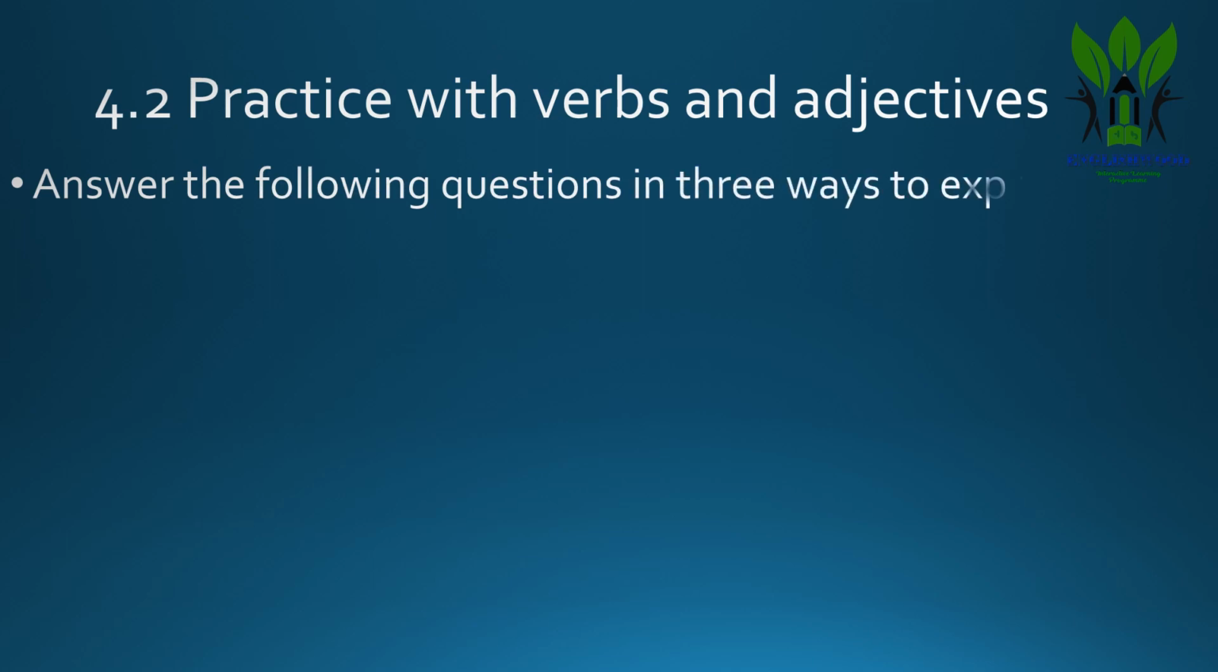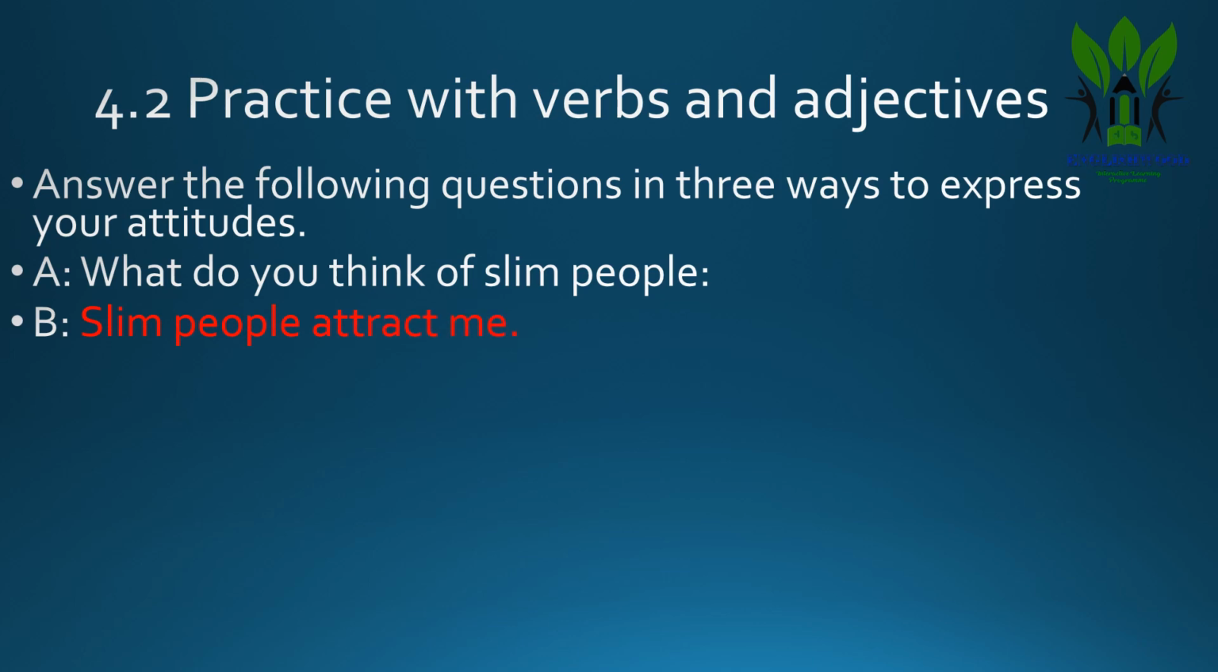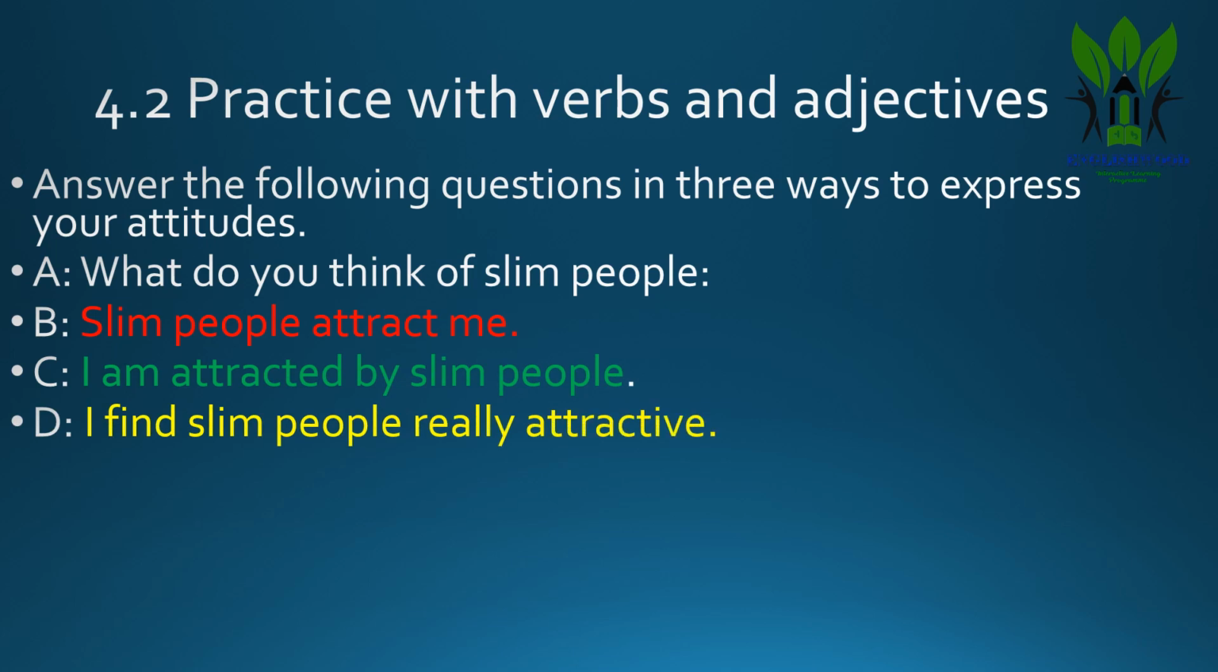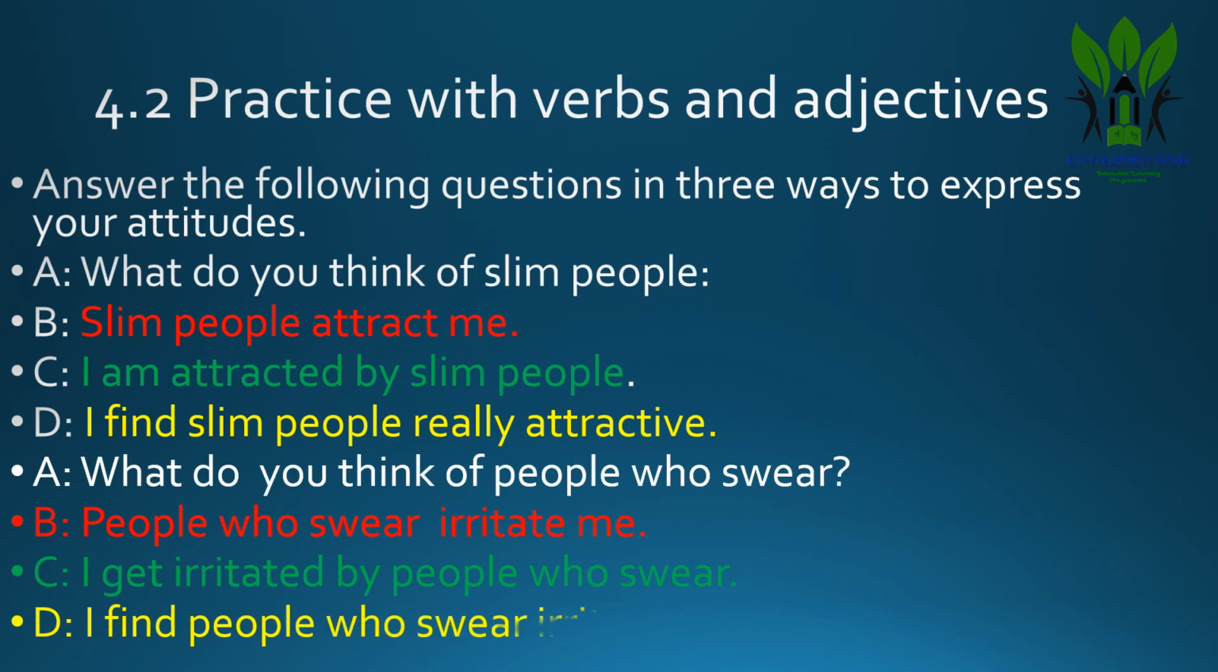For example, answer the following questions in 3 ways to express your attitudes. If A asks a question, what do you think of slim people? Then B might answer, slim people attract me. That is one type of structure. Or I am attracted by slim people. Or you can say, I find slim people really attractive. Similarly, next question. What do you think of people who swear? People who swear irritate me. Or I get irritated by people who swear. Or I find people who swear irritating.